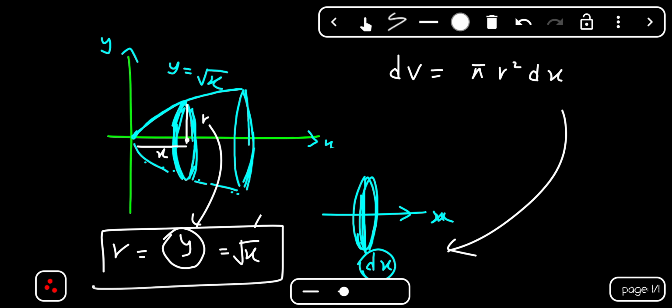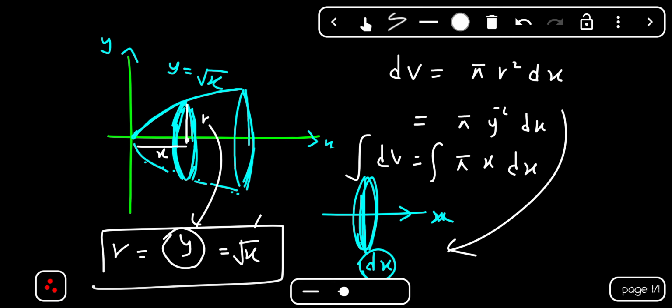Okay. Now I think you have the idea of this. We want to substitute y squared here. Y is the square root of x, then y squared is just x. So pi x dx is equal to dv. We want to find the total volume, so it must be integrated. All these slices must be added together.